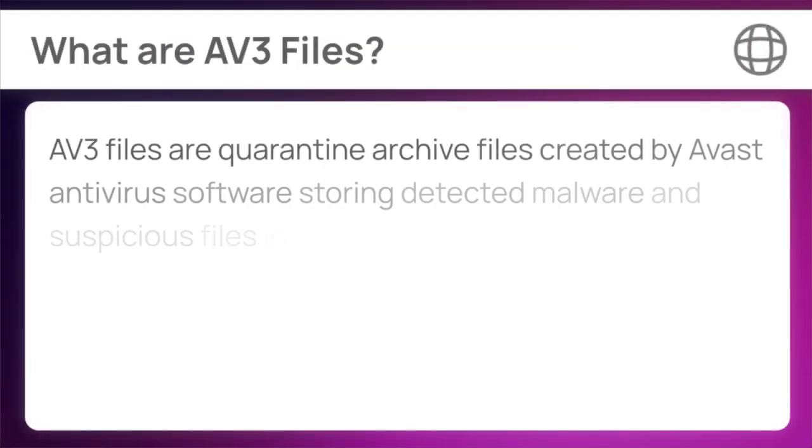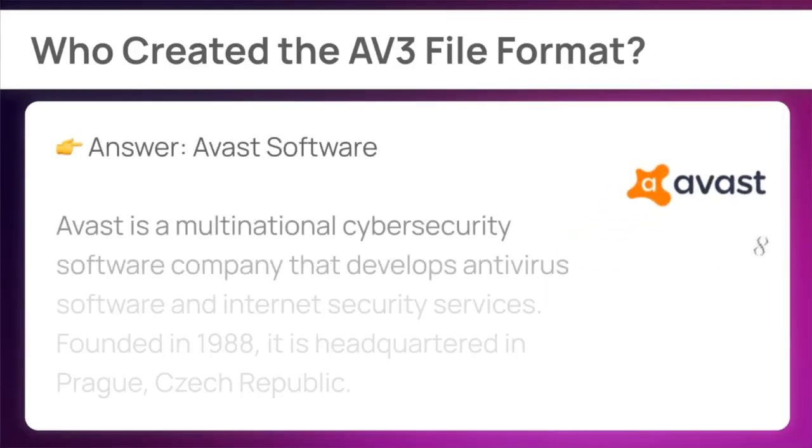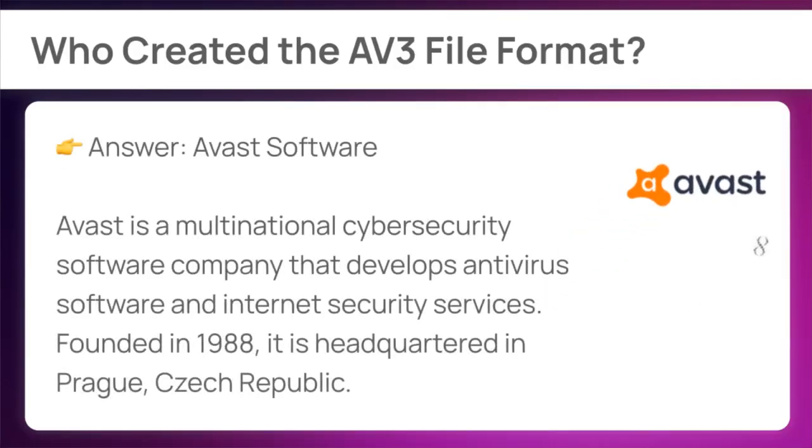AV3 files are quarantine archive files, created by Avast Antivirus software, storing detected malware and suspicious files in an encrypted, isolated format. They preserve potentially dangerous files for review, while preventing execution, protecting the system from infection.